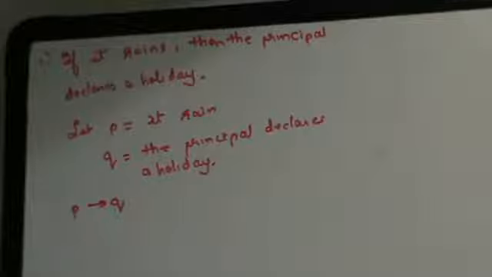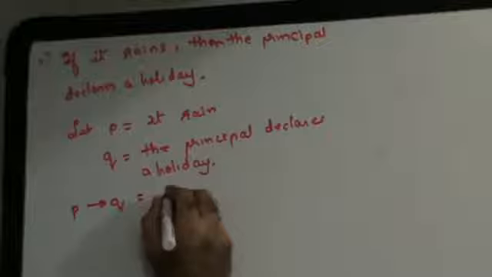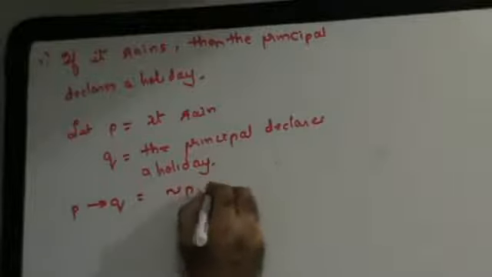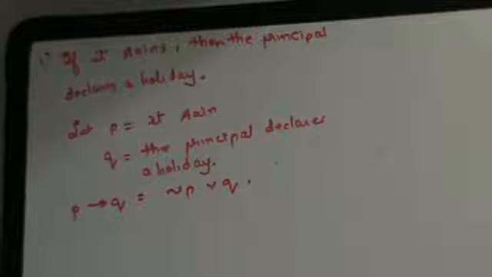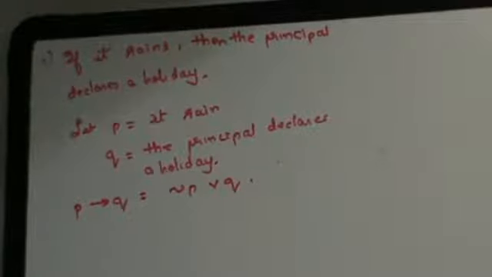Now, how do I convert this? This can be written as, guys, the answer for this will be: if it rains and the principal declares a holiday, the answer will be it does not rain or the principal declares a holiday. This is going to be not P or Q. When you want to write this without using if-then, you have to make the first statement not, and the second statement connector will be or. So write the answer please.